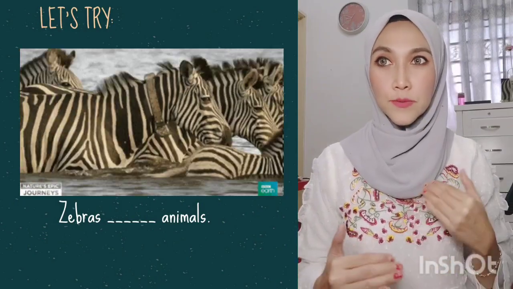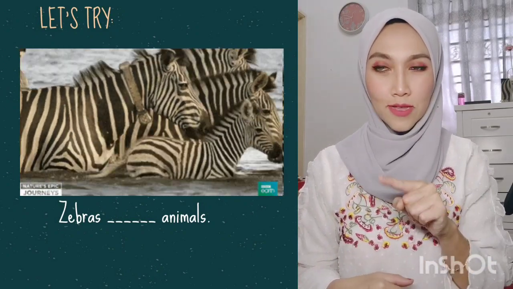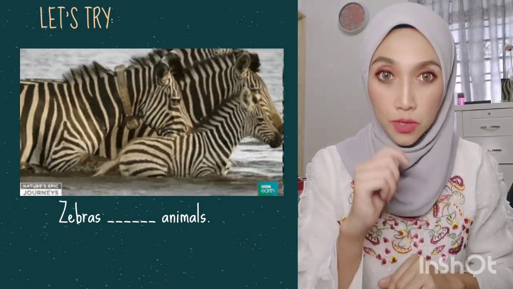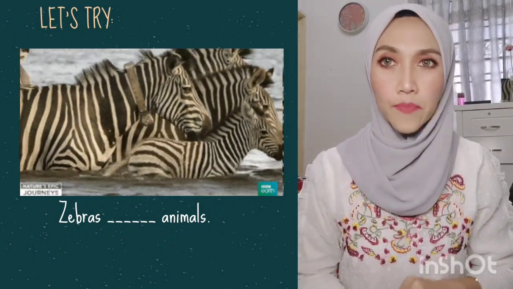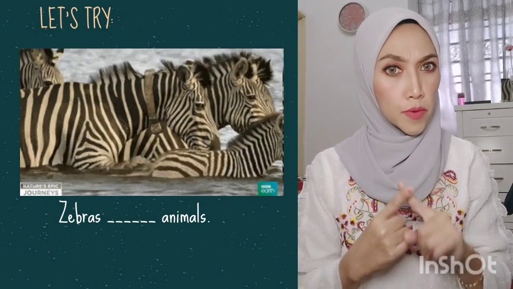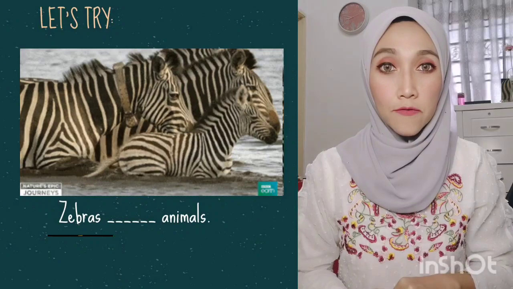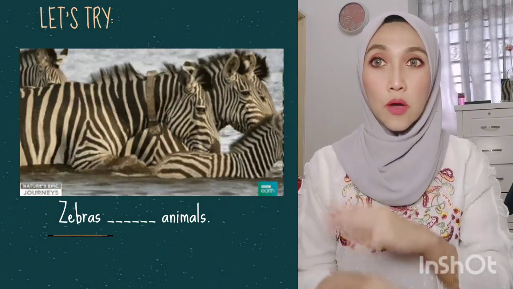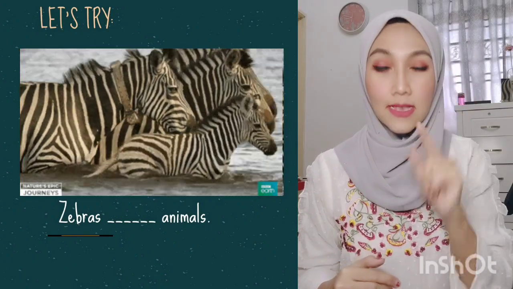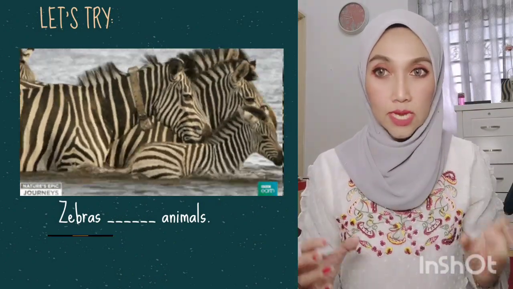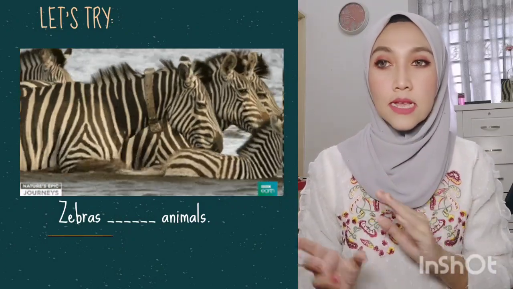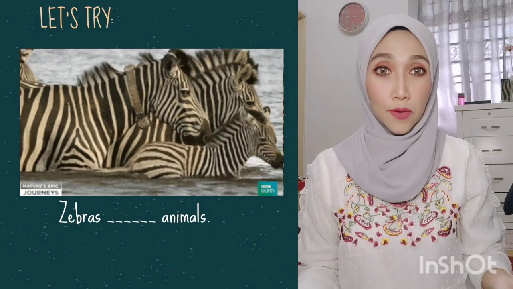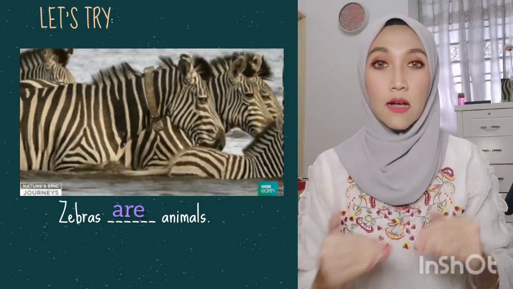Okay, kids, now to test whether you understand or not, let's try this. Look at the picture on the slide. To answer this kind of question, you should first identify the subject. What is the subject? Is it plural or singular? The picture of zebras. Is it zebra or zebras? Definitely zebras, because there is more than one. Bear in mind it's plural, more than one. So look at the sentence: Zebras, animals. Can you use is? Definitely not, because it's plural. So we use are. Zebras are animals.